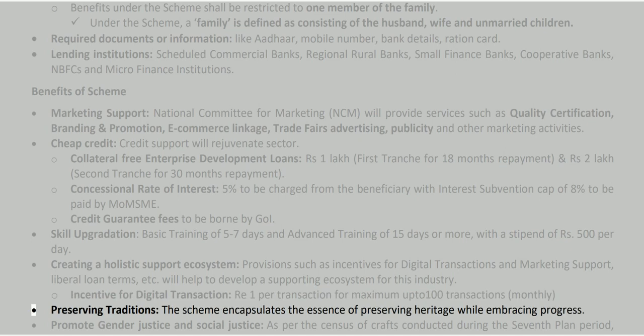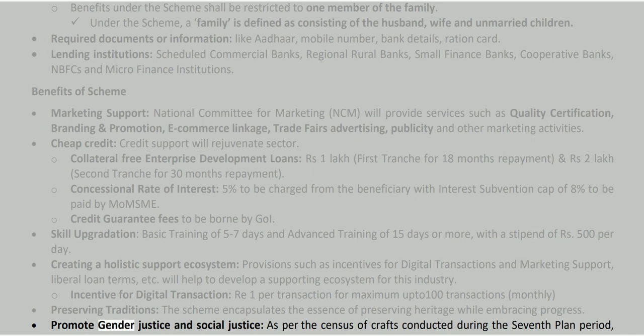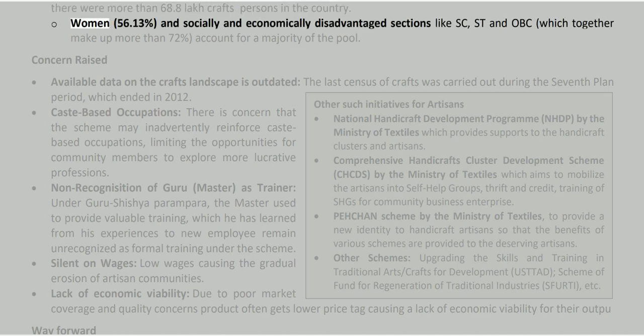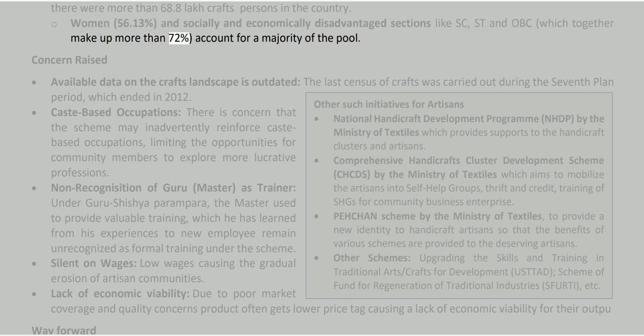Preserving traditions: the scheme encapsulates the essence of preserving heritage while embracing progress. Promote gender justice and social justice. As per the census of crafts conducted during the 7th plan period, there were more than 68.8 lakh craftspersons in the country. Women, 56.13%, and socially and economically disadvantaged sections like SC, ST and OBC, which together make up more than 72%, account for a majority of the pool.